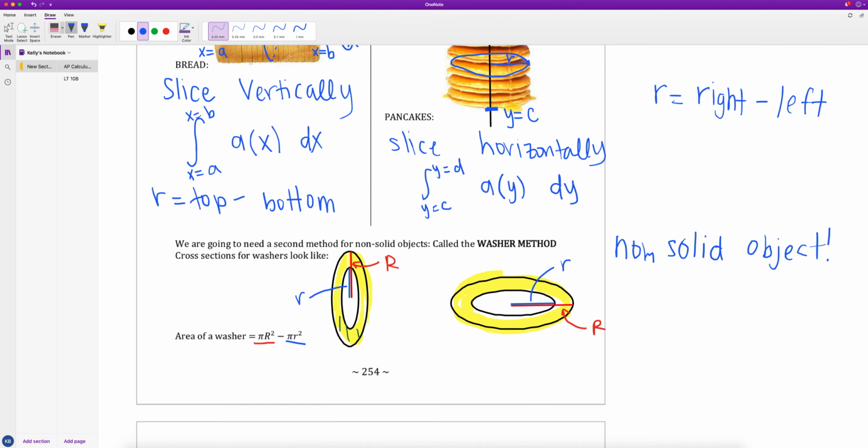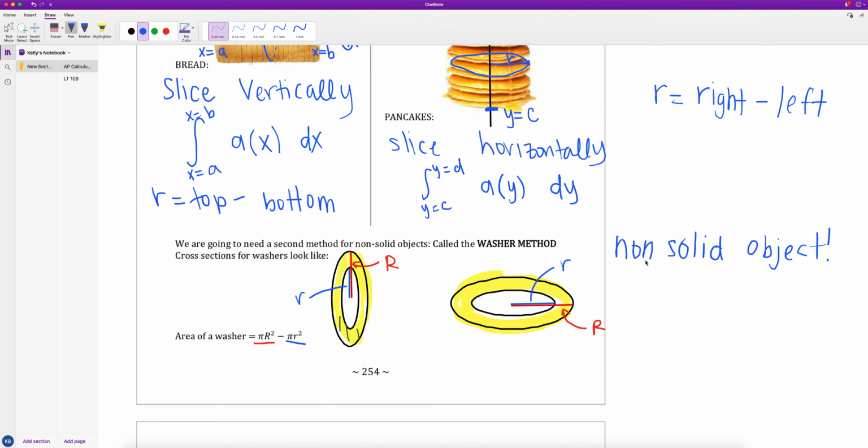This is going to happen. Let me fix that handwriting. This non-solid object is going to happen when the region you are rotating about is not bounded by the axis of revolution completely. So we will get this non-solid object when the region you are rotating about is not bounded by the axis of revolution.